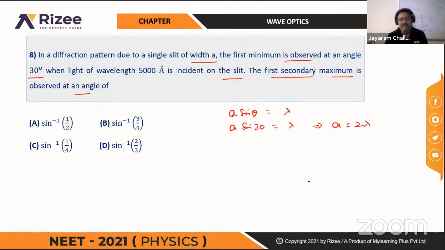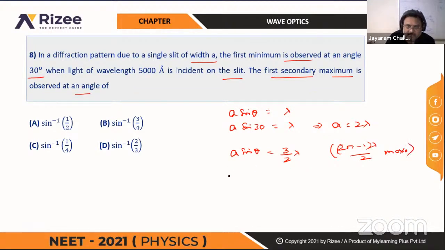Now for the secondary maximum, this was for the minimum condition, it will be n lambda. In diffraction, the formulas are reversed. Secondary maximum means A sine theta should be equal to 3 by 2 times lambda, or the generalized formula is (2n minus 1) into lambda by 2 for the maximum in diffraction.